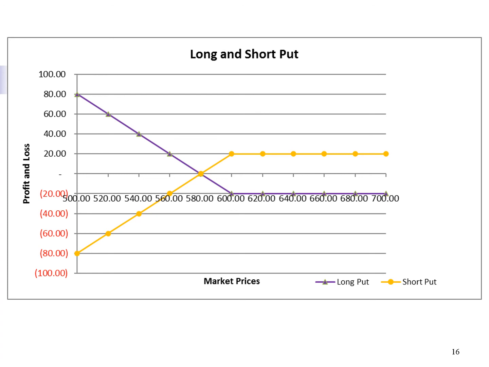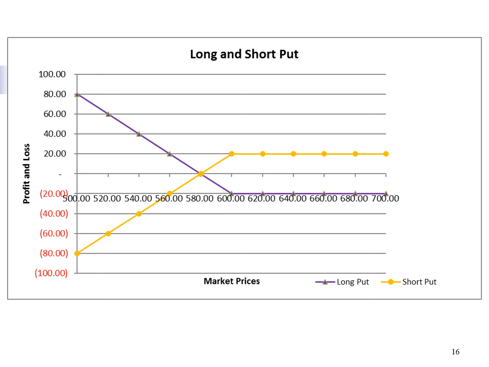The seller or writer of a put option incurs the obligation to buy the underlying asset at a predetermined strike price if requested by the buyer of the put option, or the put holder. If the market price is above $580 at the time of expiration, the put seller will make money on the put sale. The amount of the put seller's profit can be no more than $20.